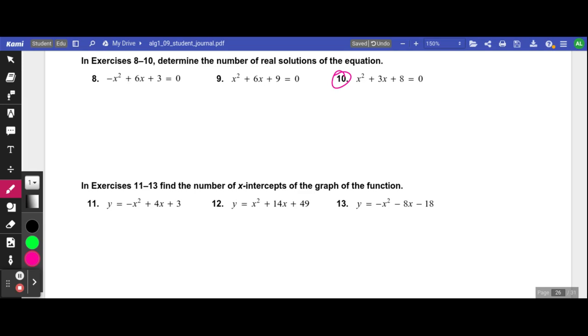All right, so one more example, and then we should be good to go for the day. Right, I've got x squared plus 3x plus 8 equal to 0. So again, I'm thinking of my A, B, and C.